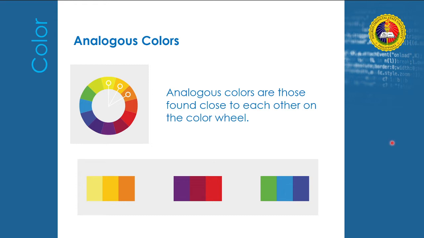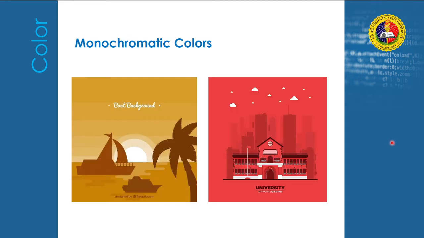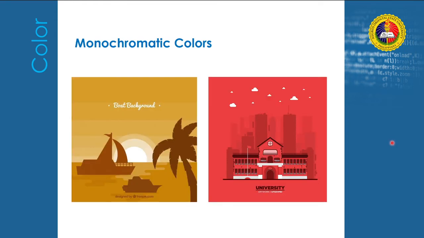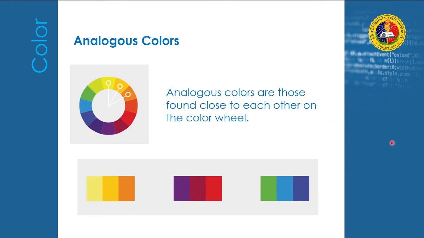The difference between the monochromatic and analogous colors is that in monochromatic there should be only one color that is being used, but with multiple shades and tints. And analogous colors will be using multiple colors. However, the colors are found next to each other, close to each other.